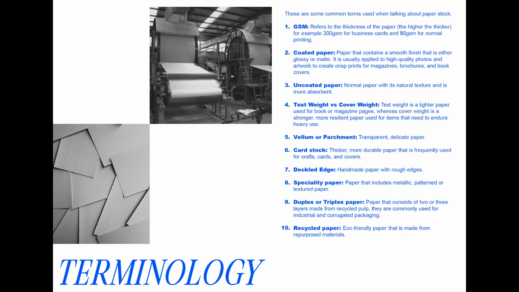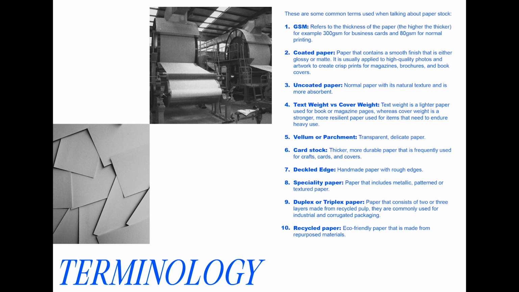Five, vellum or parchment. This is just transparent or clear paper. Six, cardstock. This is thicker, more durable paper that is commonly used for cards, crafts, and covers. Seven, deckled edge. This is handmade paper with rough edges. Eight, specialty paper. This is paper that includes metallic, patterned, or textured paper.